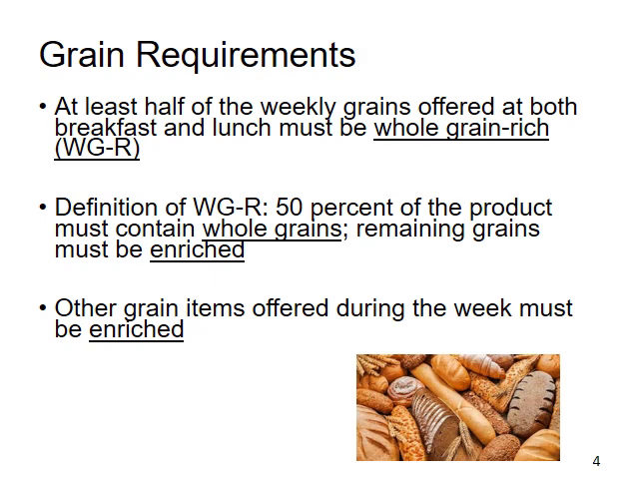At least half of the weekly grains offered at both breakfast and lunch must be whole grain rich, or they can be 100% whole grain. So what is USDA's definition of whole grain rich? Well, it means that 50% of the product must contain whole grains, and the remaining grains in the product must be enriched. So any item that contains more than 50% of the whole grains will meet this requirement, including 100% whole grain products. The other grain items offered during the week must be enriched.